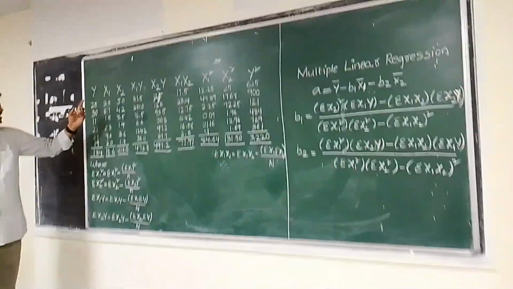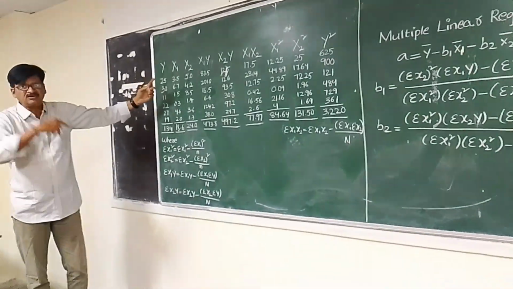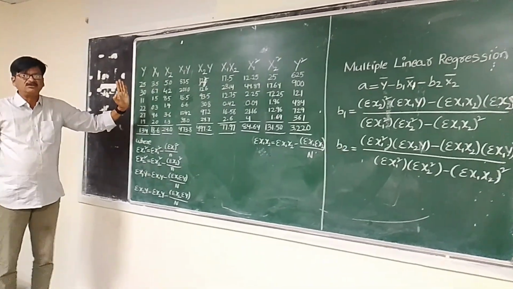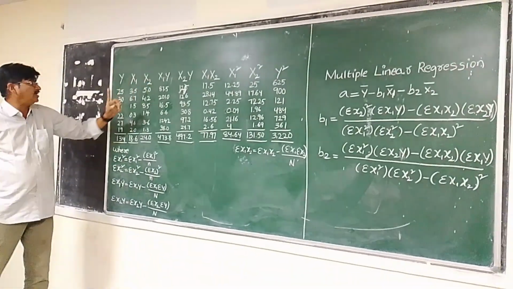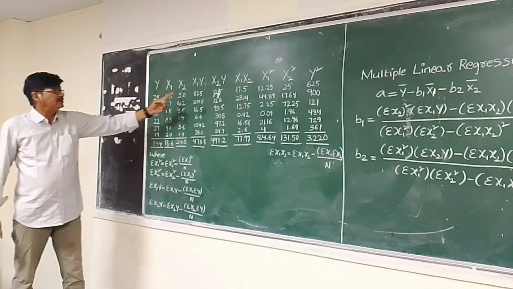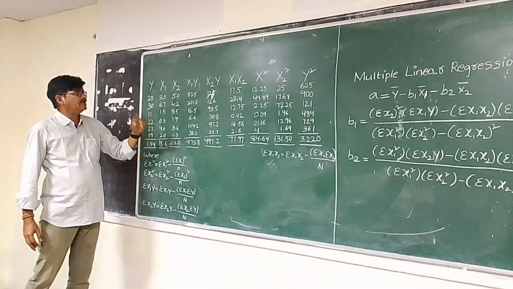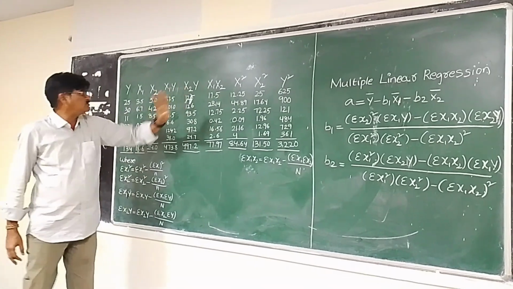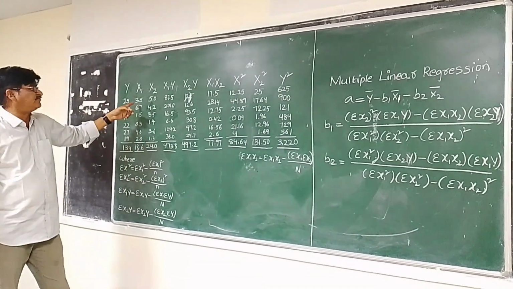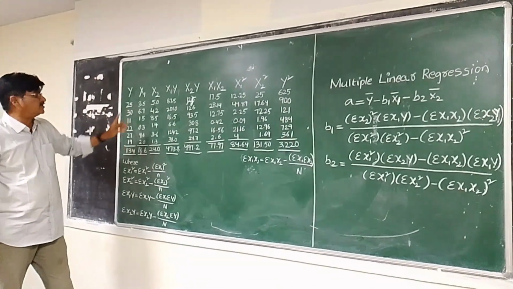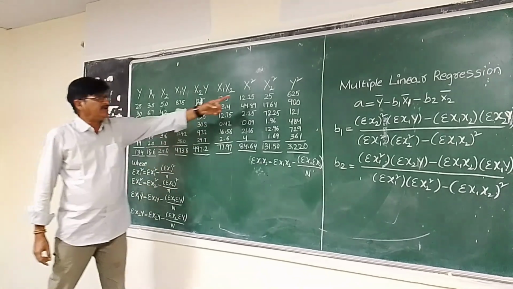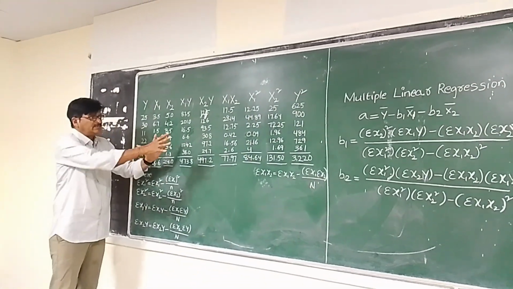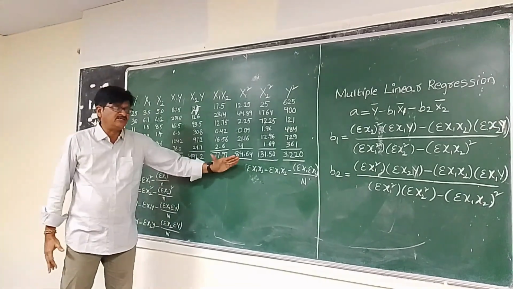See, a table like this: y, which is given in the question, x1, x2, these are given in the question. Then the very next one is x1y, x1 into y, then x2y, then x1 x2, then x1 square, 3.5 square, 6.7 square like this, then x2 square, then y square. Like this, after you make the table, you have to make totals of these.